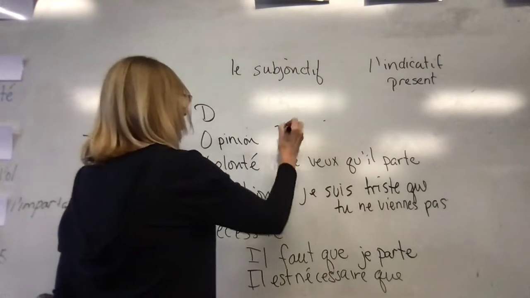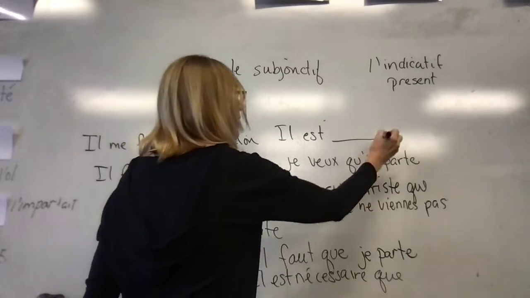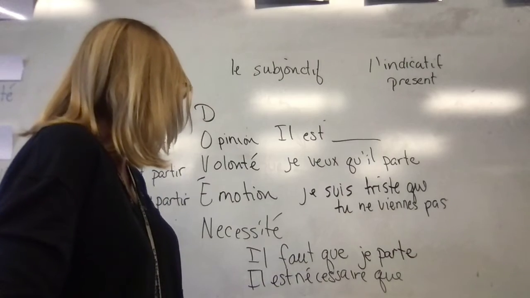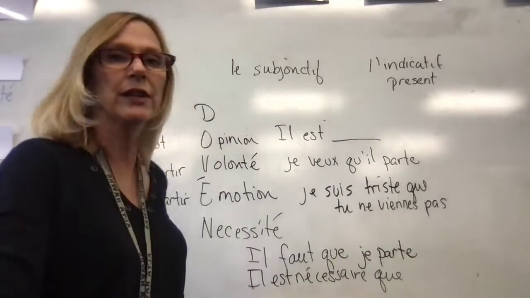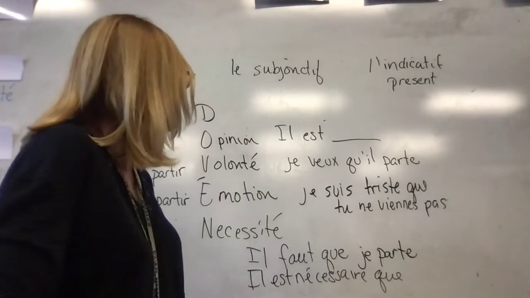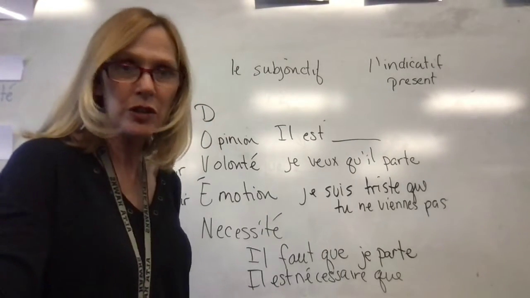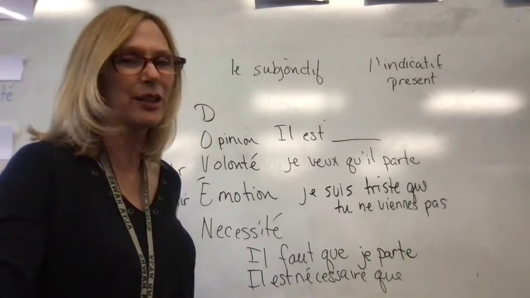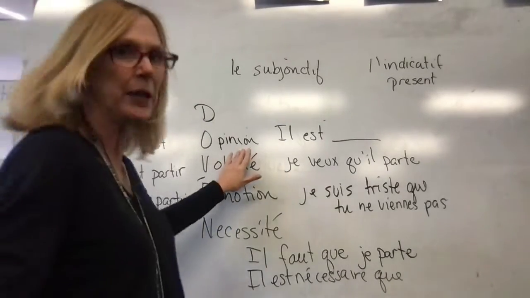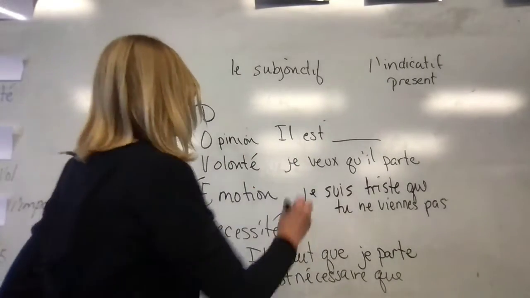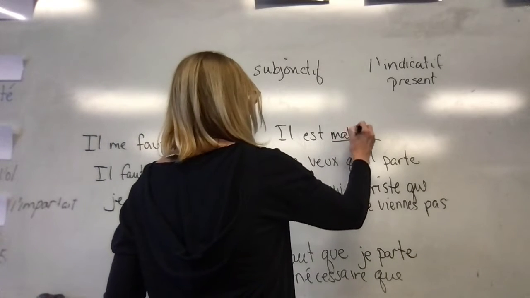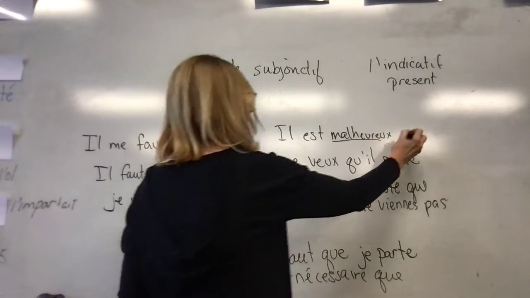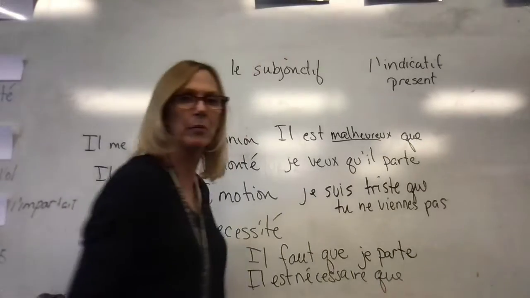And this is generally in the form of il est and any adjective. Il est formidable que tu sois. Okay, it's wonderful that you be, we don't say that in English, we say you are. But anytime you have an opinion at the beginning, okay, il est malheureux. Oh, it's very unfortunate. Usually, il est plus any adjective with que is going to make an opinion.